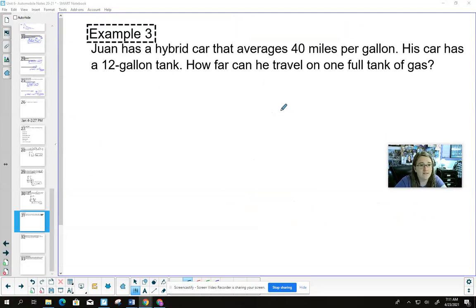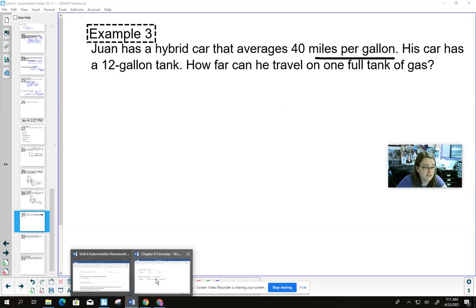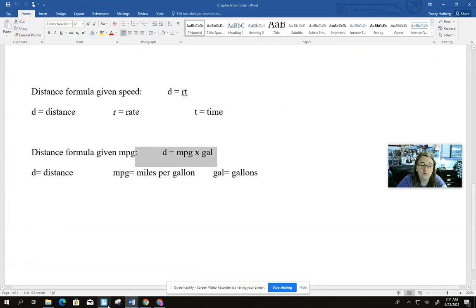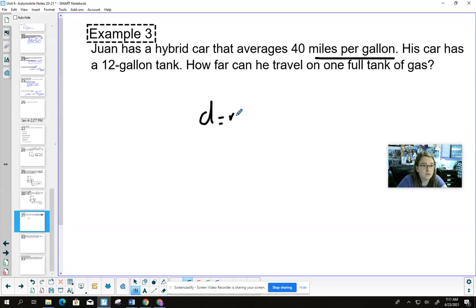Juan has a hybrid car that averages 40 miles per gallon. Hey, gallons. That tells us immediately we're going to use this version of the formula. D equals MPG times gallons. MPG is miles per gallon, right? His car has a 12-gallon tank. How far can he travel on one full tank of gas? It's important to keep an eye on if they say like 1 or 2 or several tanks of gas, because that'll affect how many gallons we actually have.